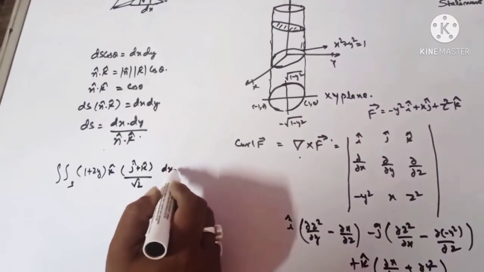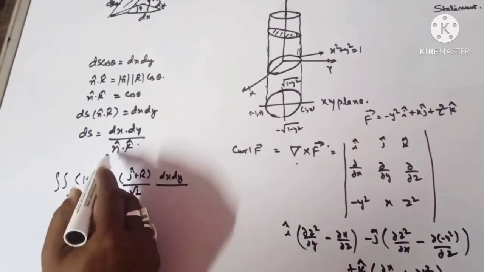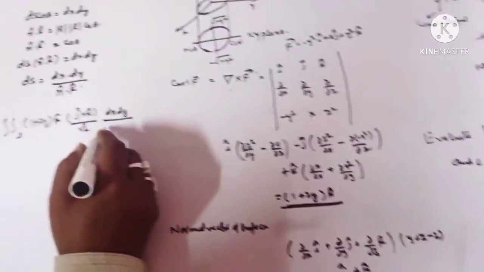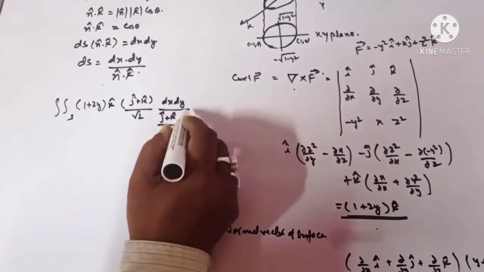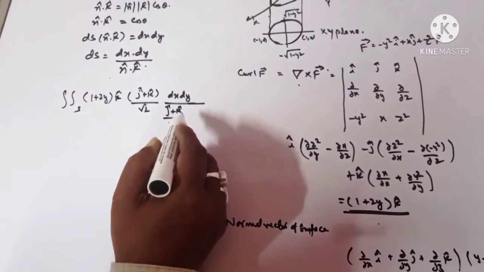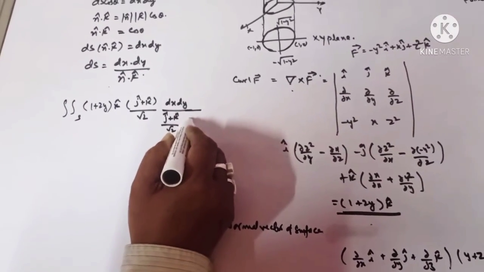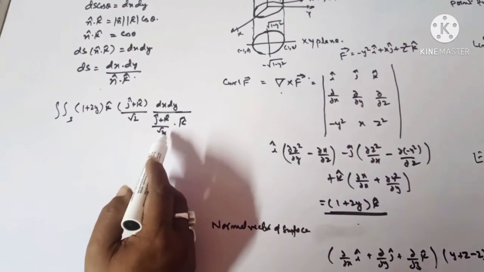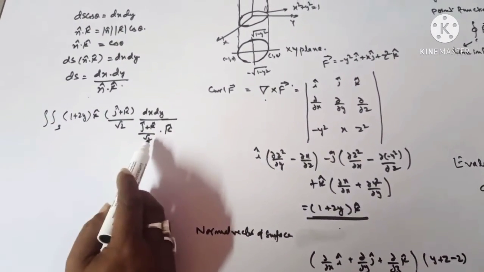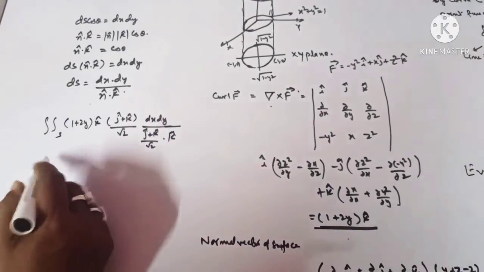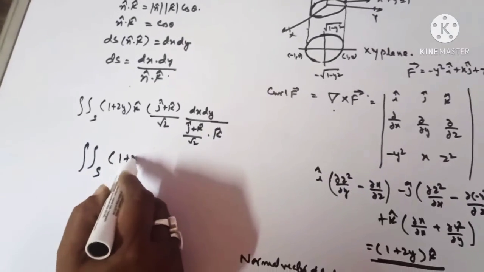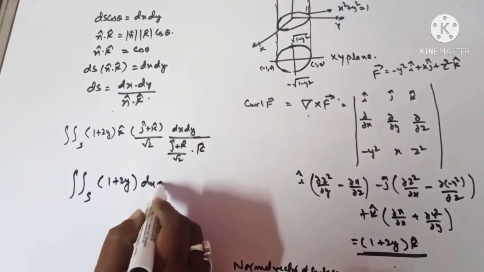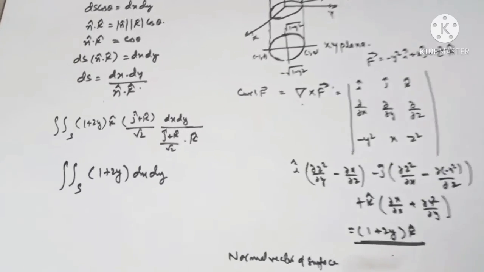Again dx dy. Here your n cap is this, that is j plus k cap by root 2. This is your n cap, and then this is your k cap. So here you see k cancels out, root 2 cancels out, all this cancels out, and the only thing that remains here is 1 plus 2y dx dy.